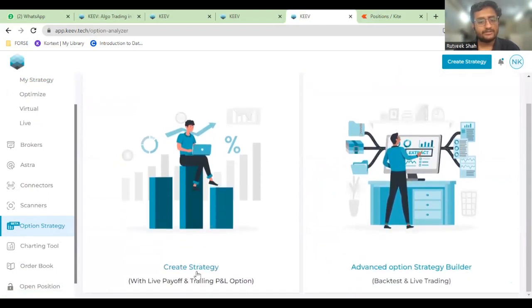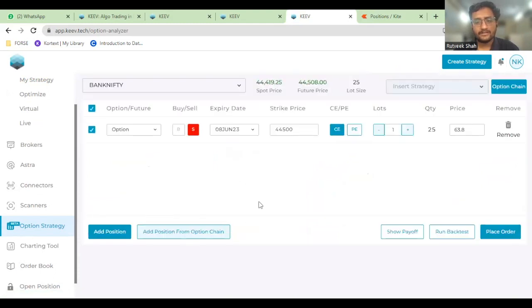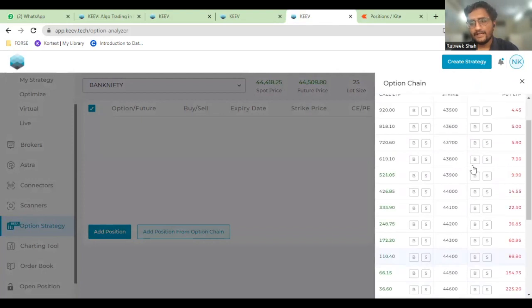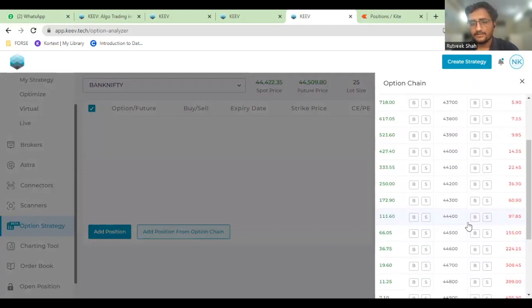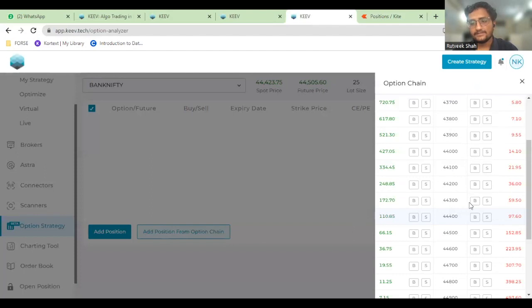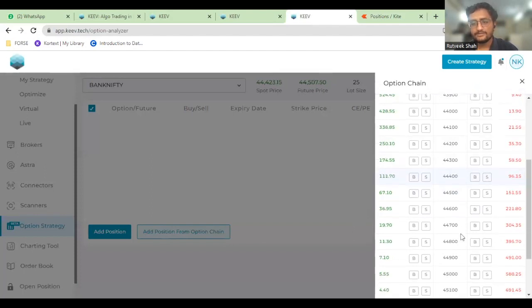At the same time, as I showed here, there is the option trading part. Here we'll be able to see the live payoff and the proper option chain that is currently being seen in the market. So here we are seeing the live option prices. Here our position is currently in profit as we had sold it at 52.95, and it is currently trading at 36. So we are at a profit right now. The live prices of the option chain can be seen here, which is also important while taking any decision.